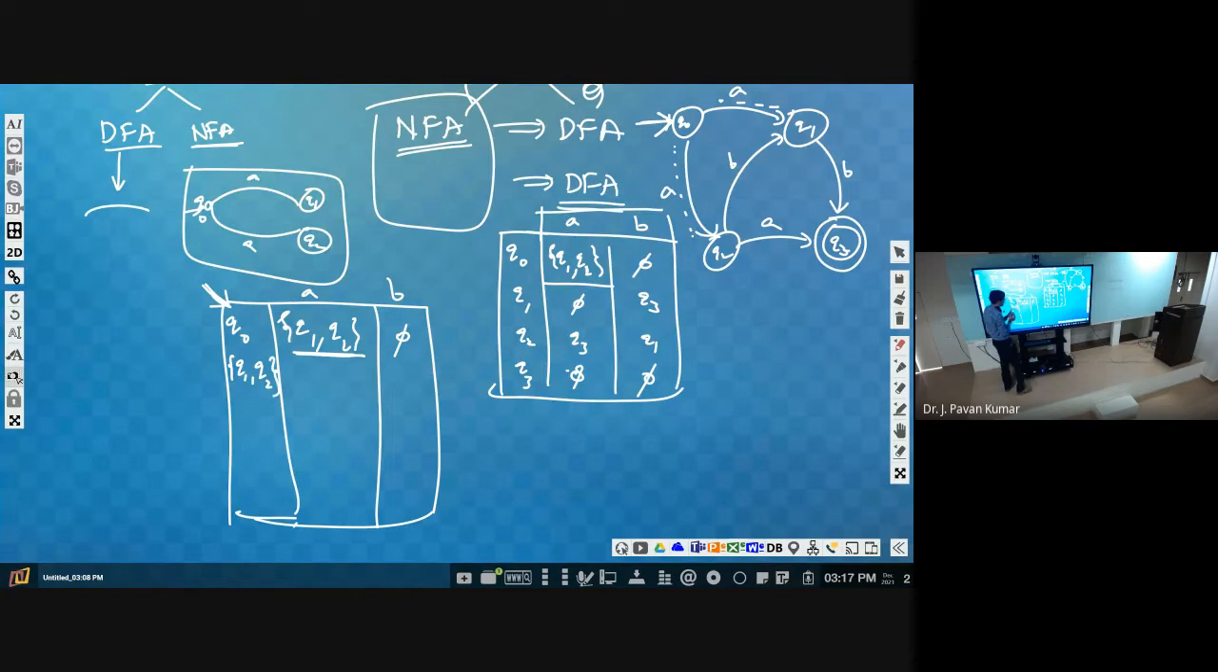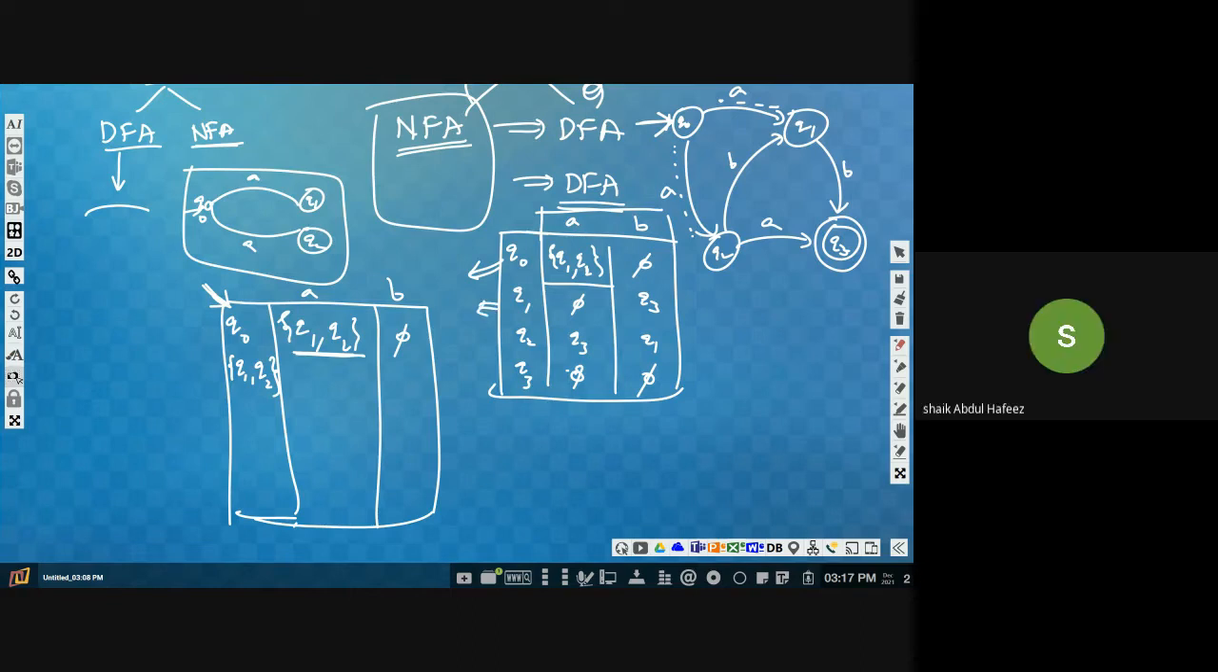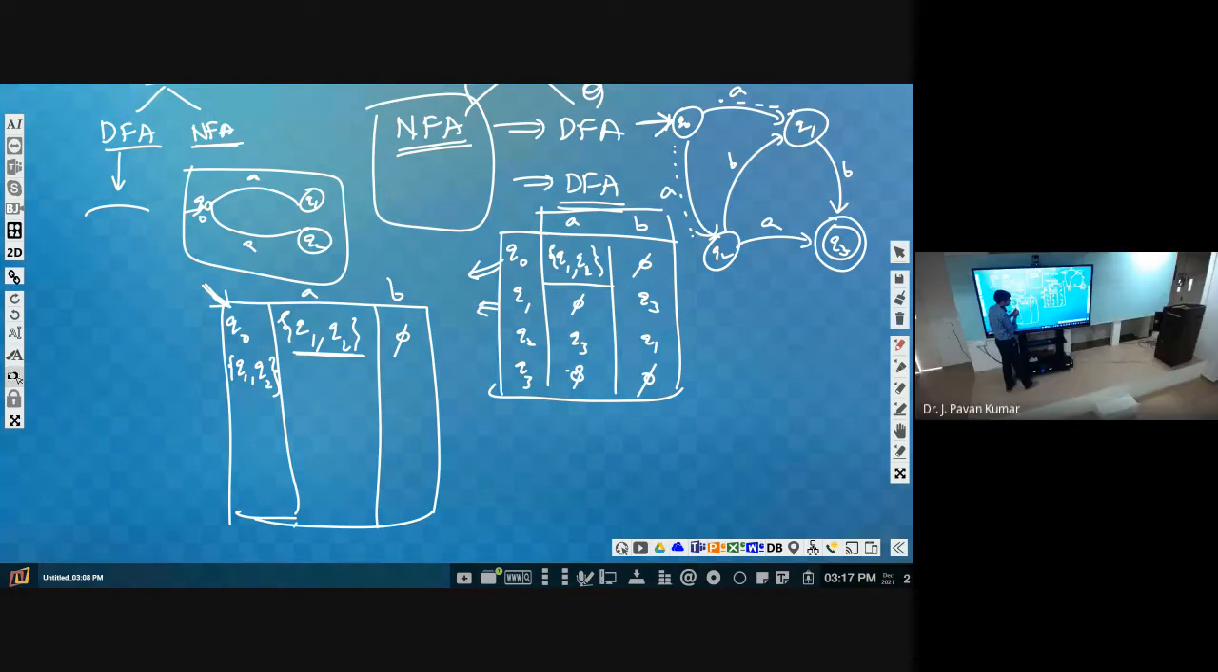Now Q1 comma Q2 on A. This is the question. How can we find it out? From this table we can find it out. Q1 on A in this particular table is empty. Q2 on A is Q3. So the union of those two will be Q1 comma Q2 on A, so it will be Q3. Is it clear?